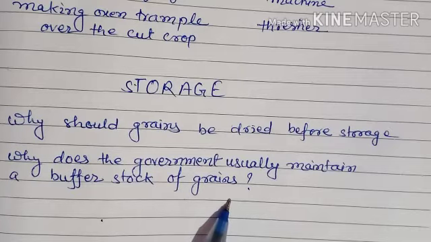Buffer stock is always maintained so that grains are available in plenty even if there is a shortfall in production in a particular year, for example due to monsoon failure.